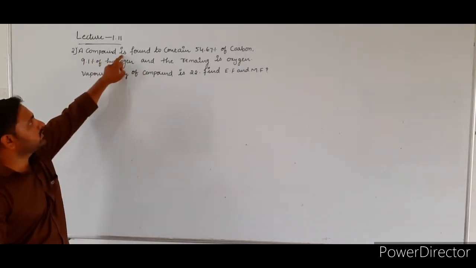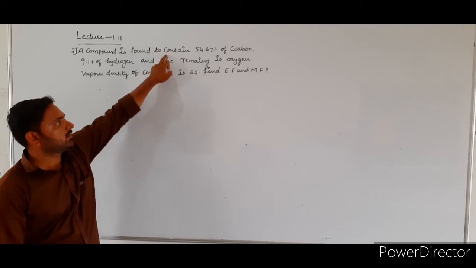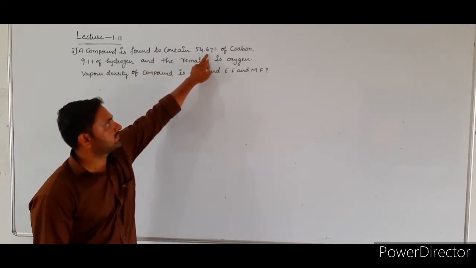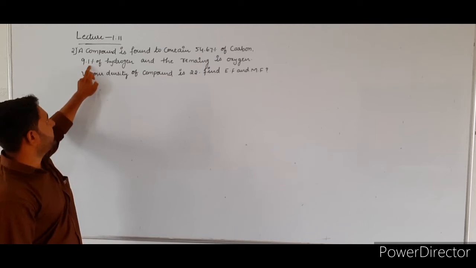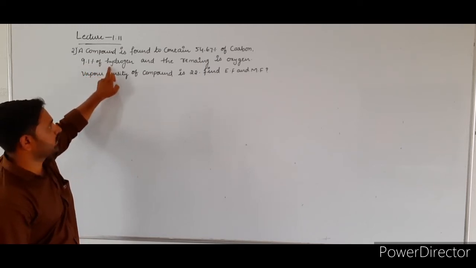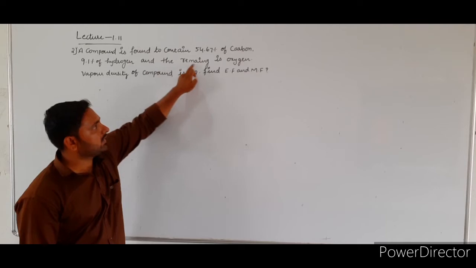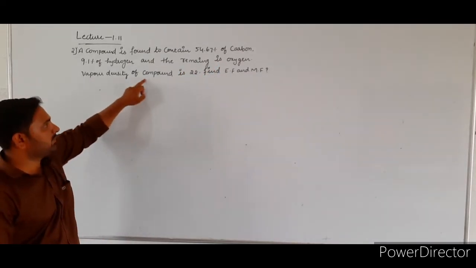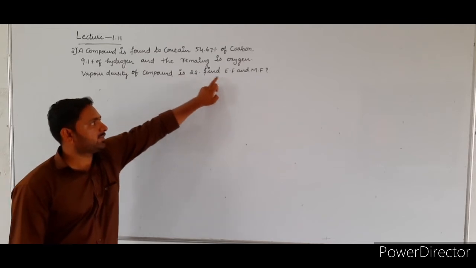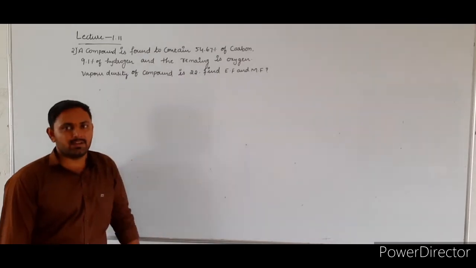A compound is found to contain 54.67% carbon, 9.1% hydrogen, and the remaining is oxygen. The vapor density of the compound is 22. Find the empirical formula and molecular formula.